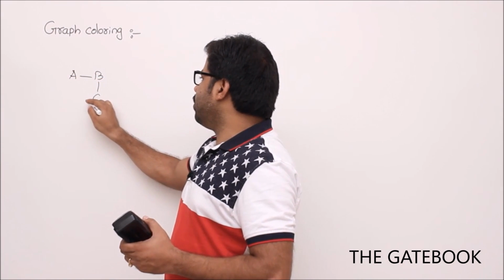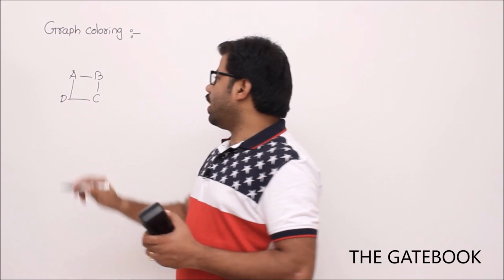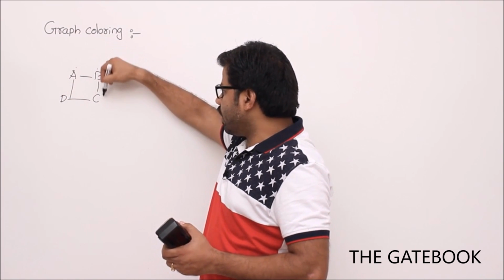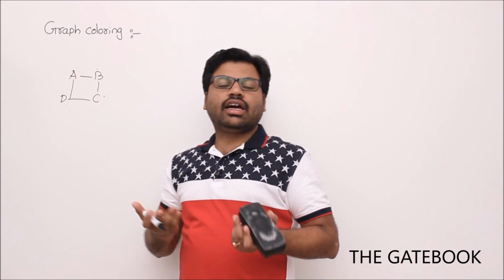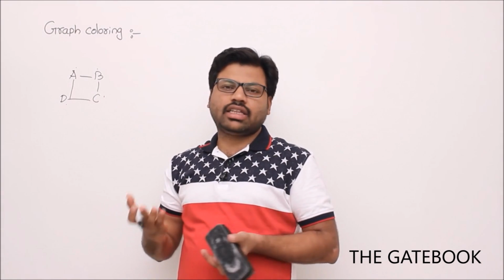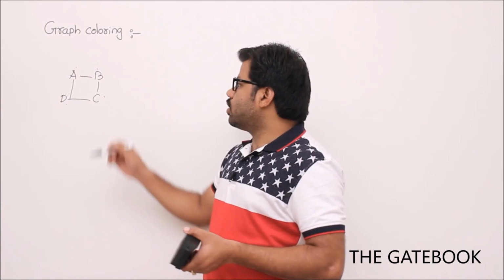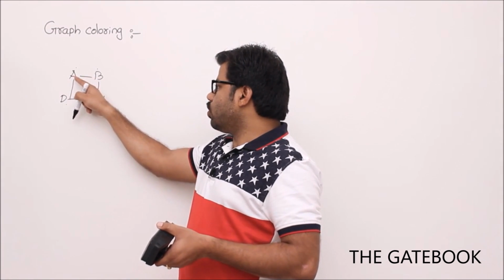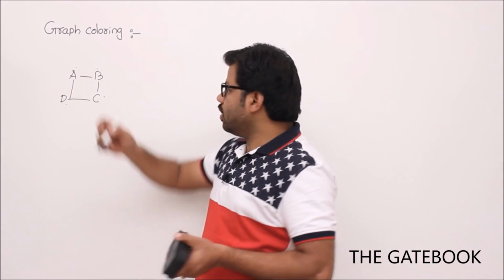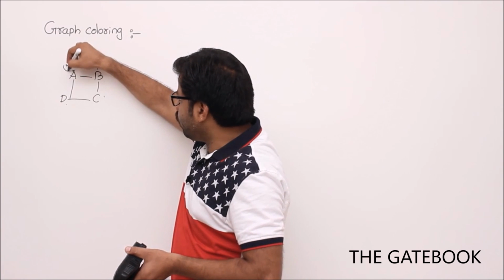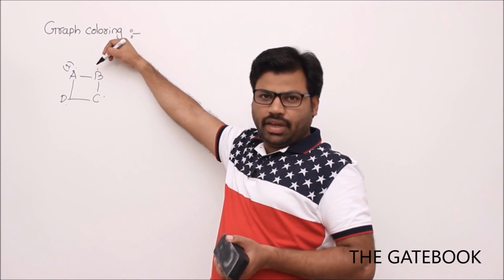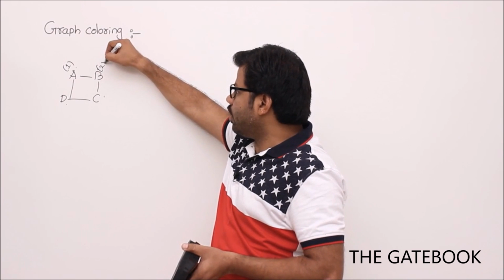Consider this graph A, B, C, D. So coloring is nothing but for every vertex you should give a color. Generally colors can be characters, otherwise you can give numbers also. But no two adjacent vertices should get the same color. Example, if you give color 1 to A, then don't give color 1 to B. That means you have to give a different color.